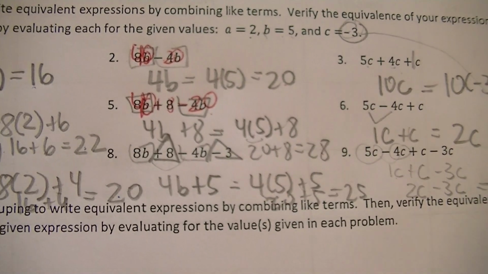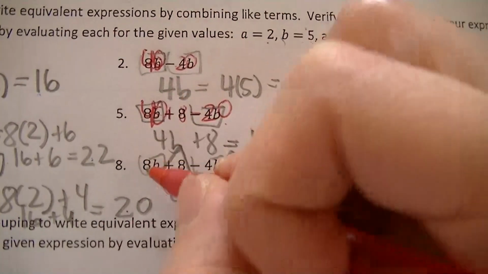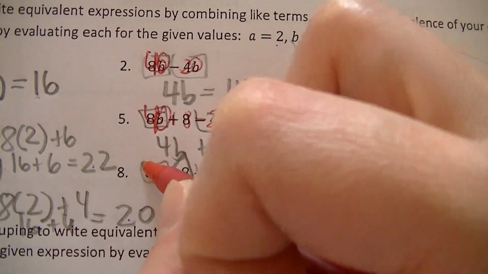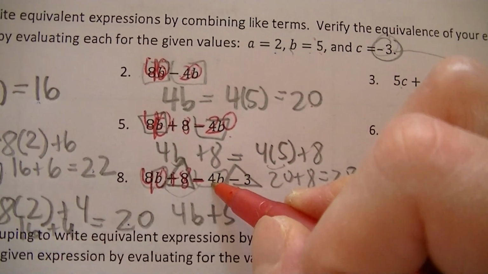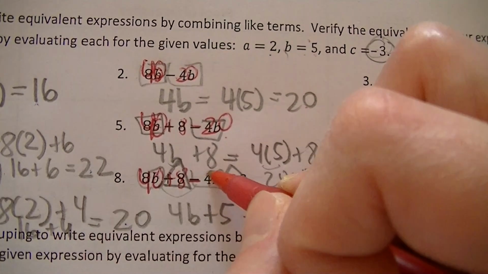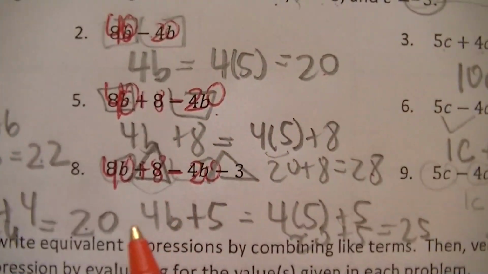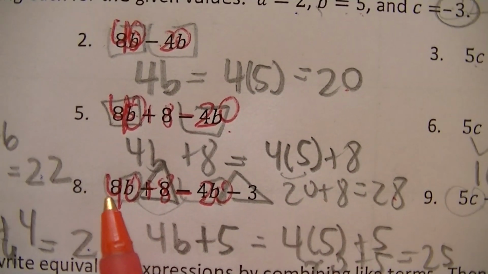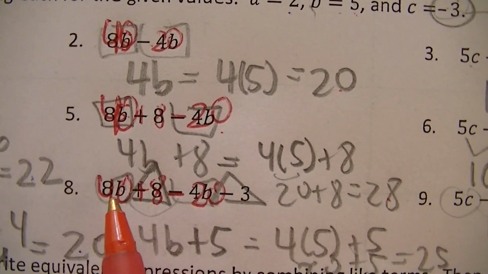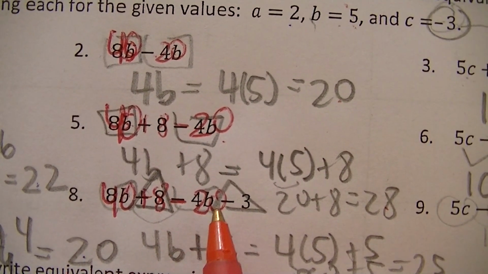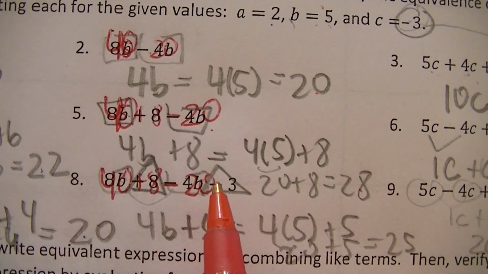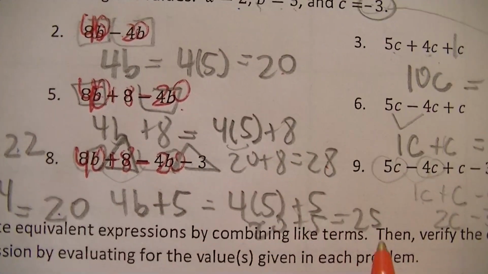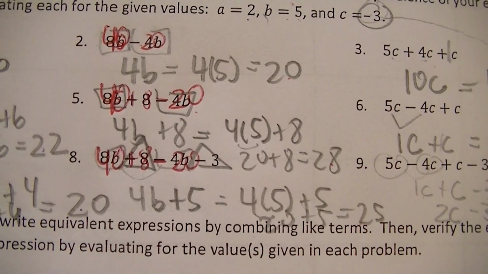Number 8, substitute in that 5. So times 5 right there. 8 times 5 is 40. Plus 8 minus 4 times 5 is 20. Minus 3. It's hard for me to read, so I'm going to kind of make this easier for myself. I'm going to go 40 minus 20 is 20. 20 plus 8 is 28. 28 minus 3 is 25. Cool, that's what we got.